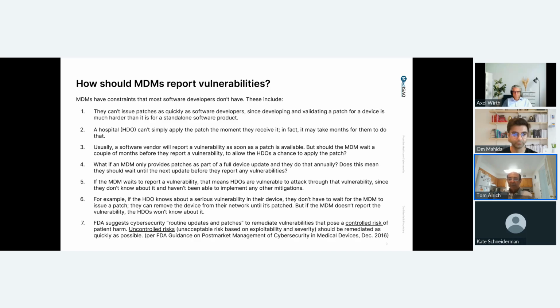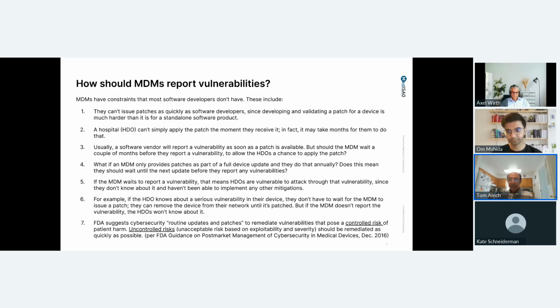Now, MDMs do special things when important vulnerabilities are out there, like the Log4Shell vulnerability, but that's a consideration. So, for example, if the hospital knows about a serious vulnerability in their device, they don't have to wait for the MDM to issue a patch. They can just remove the device from their network.